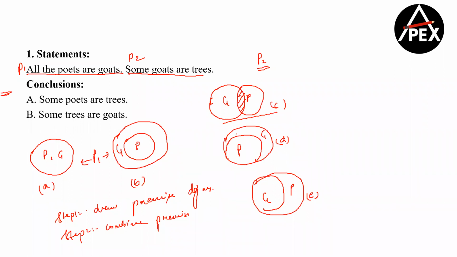Yes, Tejashwi. Also, look over here. If all the goats are trees, then at least some goats are trees. If I'm saying that you got A grade in all the subjects, at least in some subjects you got A grade, no? Okay, so some goats are trees. Sorry, my bad. I wrote P instead of T. Sorry.